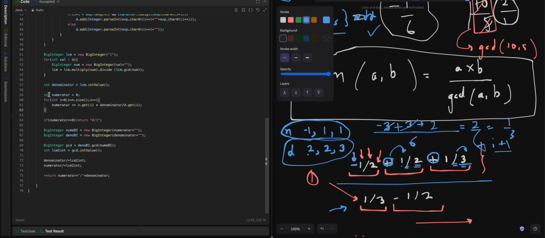So I hope up till now everything is clear. Next, we will create a numerator. We will check if the numerator is 0. In that case the result would be 0, but to make it a fraction we have to return 0 by 1.